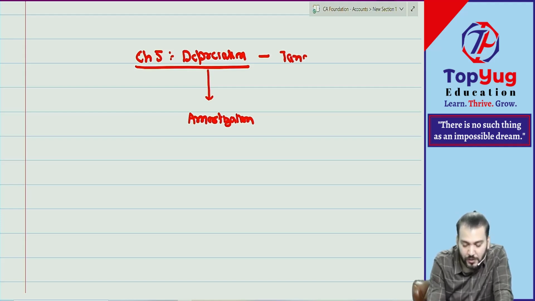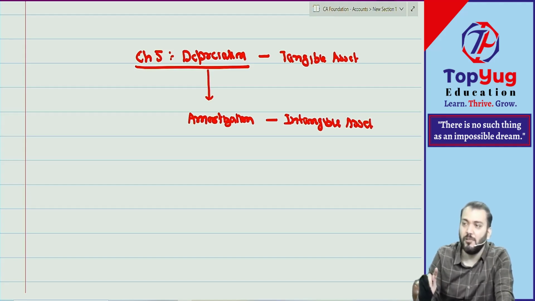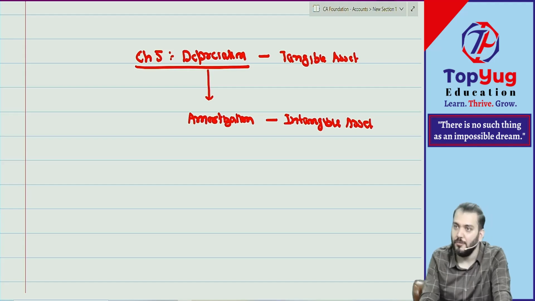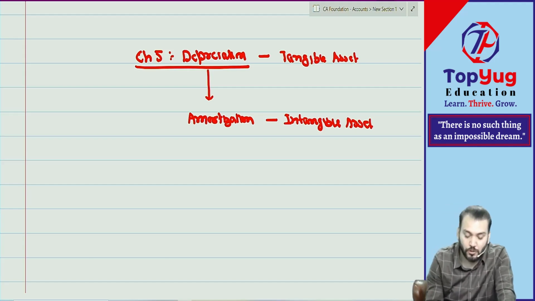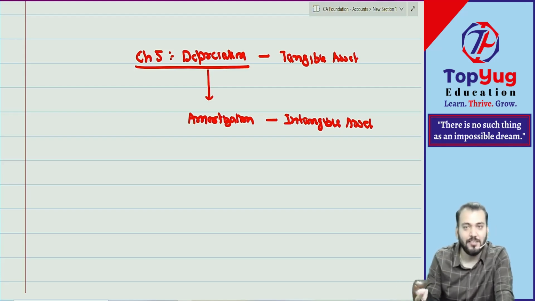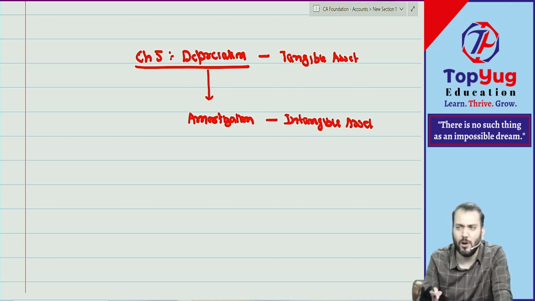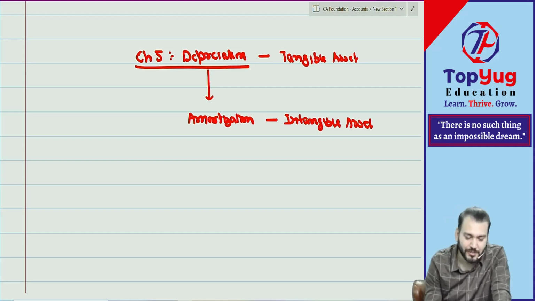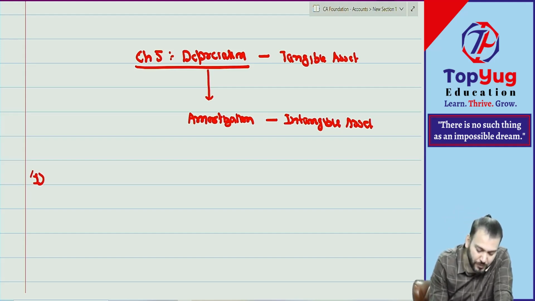However, the term depreciation is used for tangible assets. And for intangible assets, what do we use? Amortization. We normally will not say depreciate an intangible asset. We'll say amortize the intangible asset. But both are the same. So when I say depreciation, it will include amortization, and when I say amortization, it will include depreciation. But commonly it is known as depreciation. Correct. So what is the meaning of depreciation?